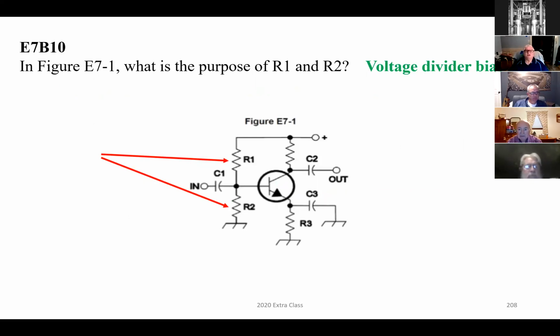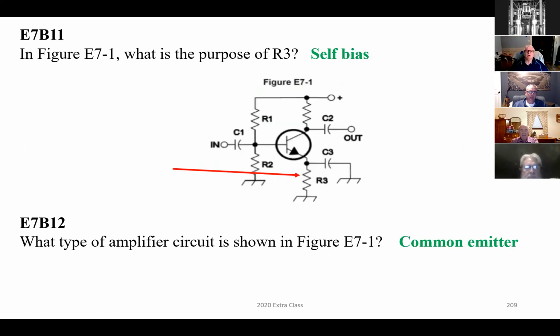Okay, in figure E7-1, what is the purpose of R1 and R2? That is a voltage divider bias. In figure E7-1, what is the purpose of R3? That is self-bias. What type of amplifier circuit is shown in figure E7-1? It's a common emitter.